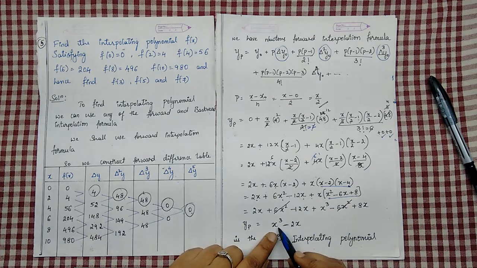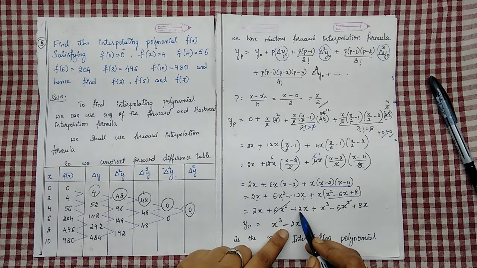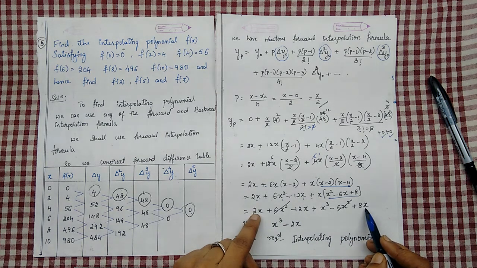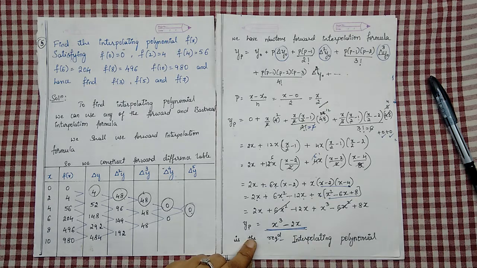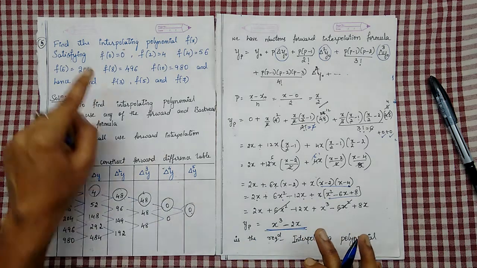So x square is a higher order term, written first. Then minus 12x is there. 8x plus 2x is there. 8x plus 2x is 10x. 10x minus 12x is minus 2x. So this is the polynomial we have. So this is the required interpolating polynomial that we have to find.